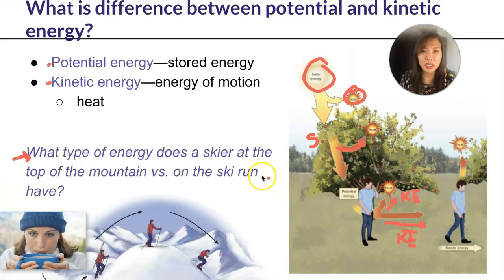What type of energy does a skier at the top of the mountain versus on the ski run have? So when we compare this guy right here, he has potential energy, right? He's not moving, he's not quite doing work, he's just on top of the hill. He's storing his energy. His energy would then be used when he goes down the hill as kinetic energy.